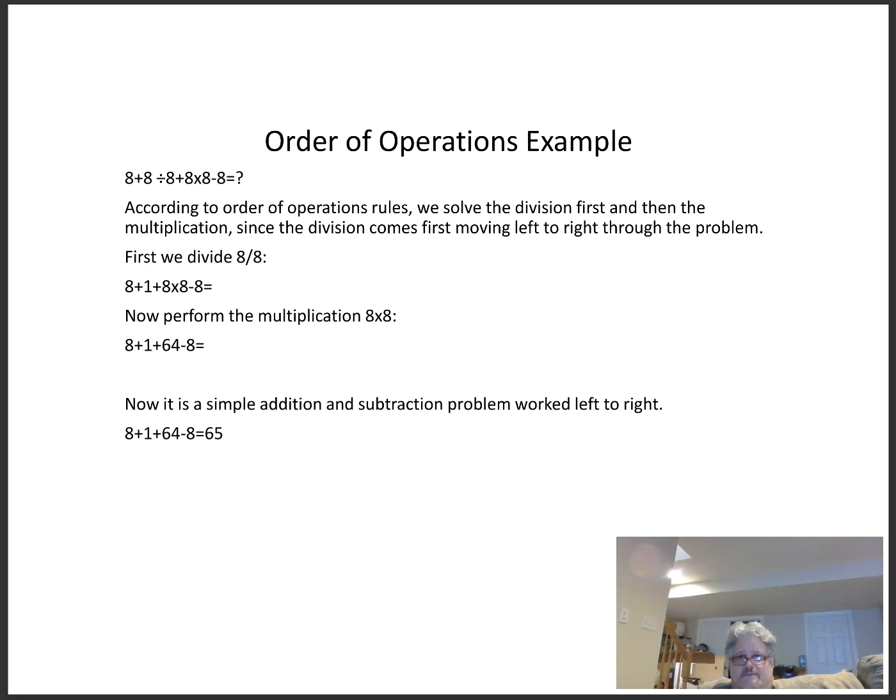The next thing we got to do, follow order of operations rules. It's very simple. Next operation is multiply 8 times 8. 8 times 8 is 64. So now our problem becomes 8 plus 1 plus 64 minus 8. All right, so now you just have a simple addition and subtraction problem. And once again, it really doesn't matter the order that I do these in, but you're going to come out with 65. 8 plus 1 plus 64 minus 8 is equal to 65.